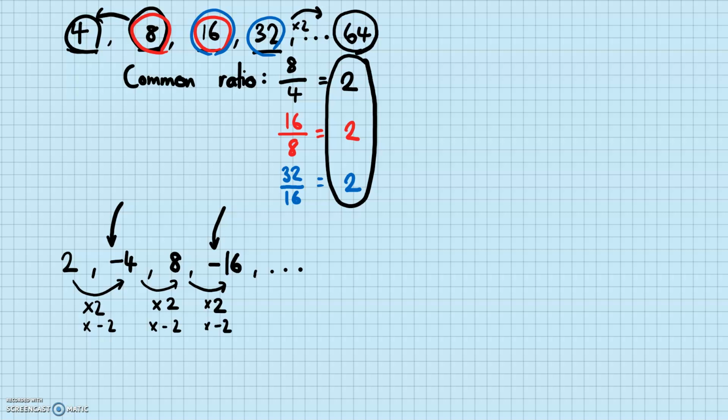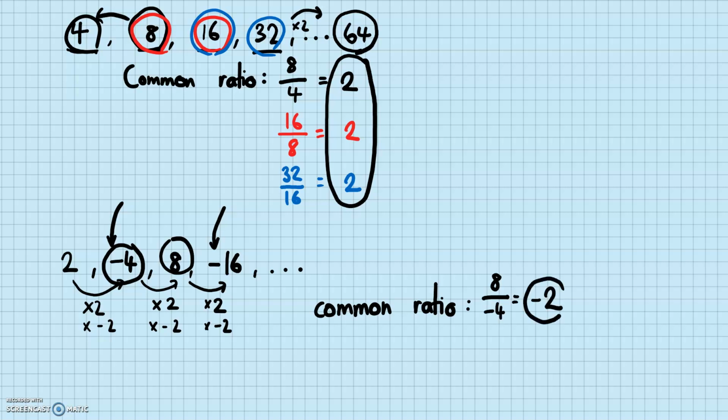And you can see that by finding the common ratio of just any 2 consecutive terms, so let's say 8 and -4, and dividing the term by its previous term, and you'll see that the common ratio is -2, not 2. Okay, so that's why the sign has been alternating. So if you multiply 2 by -2, you'll get -4. If you multiply -4 by -2, you'll get 8. If you multiply 8 by -2, you'll get -16.